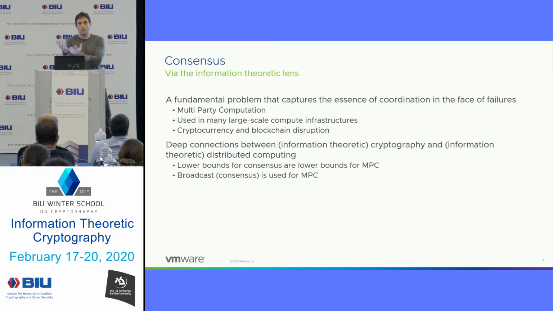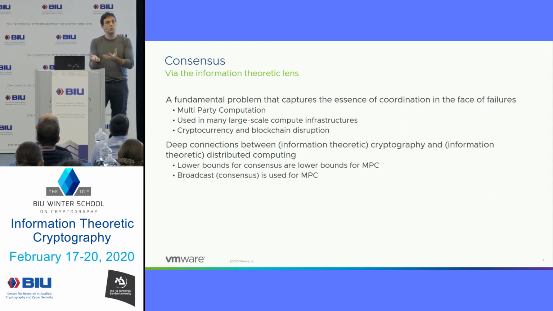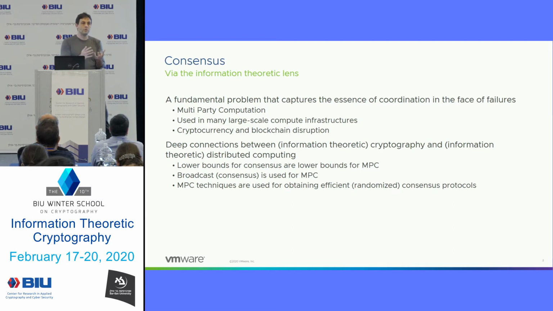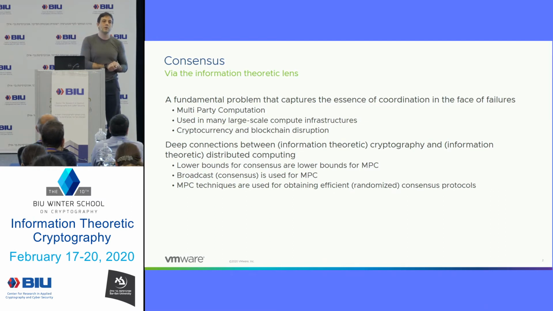As you know, when you build multi-party computation, you sometimes need a broadcast channel. So you use consensus as a building block for MPC. And it also goes the other way around. If you want to build efficient consensus protocols that sometimes use randomization, then you use ideas and techniques from multi-party computation in order to obtain efficient randomized consensus protocols.